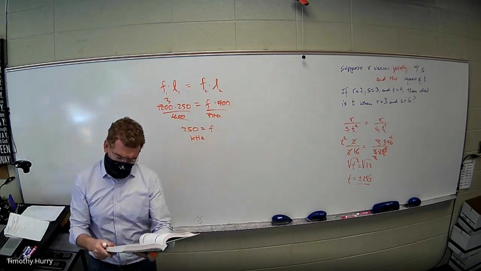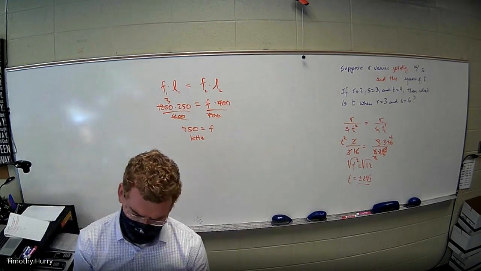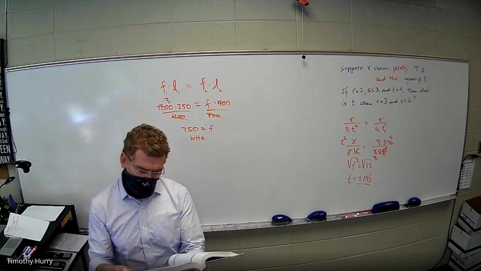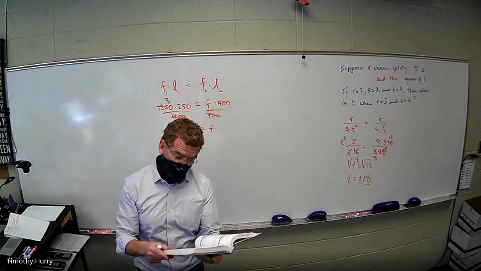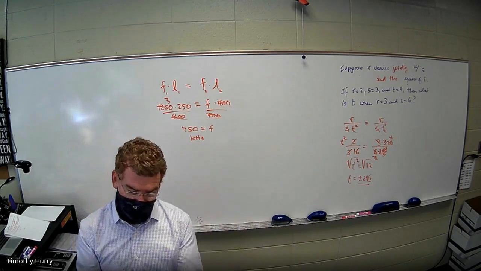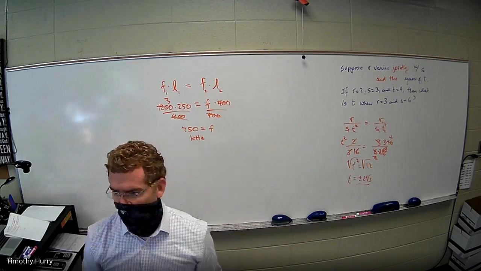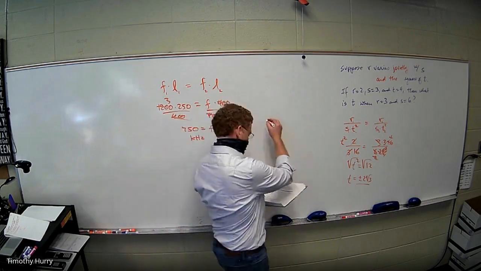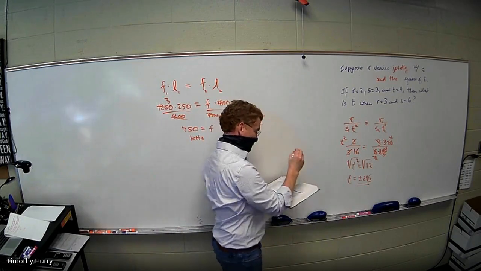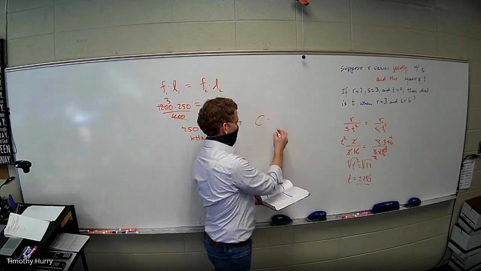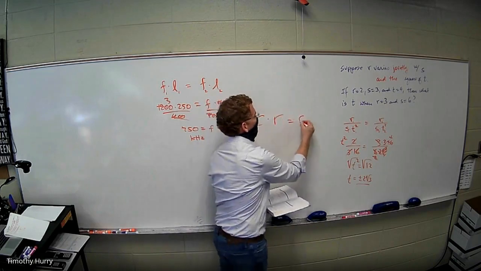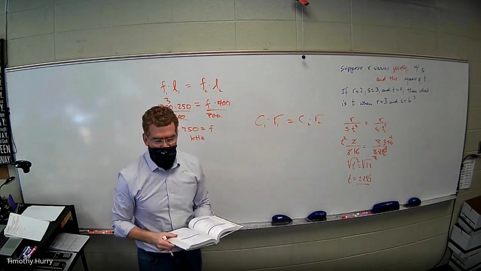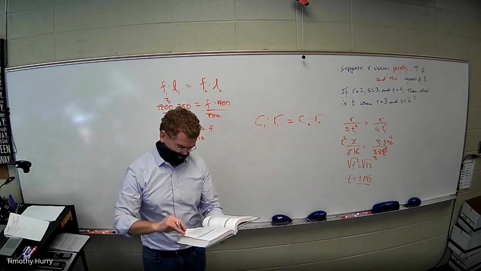How about this one? By Ohm's law, the current flowing in a wire is inversely proportional to the resistance of the wire. If the current is 5 amperes when the resistance is 24 ohms, for what resistance will the current be 8 amperes? Blah, blah, blah. Current is inversely proportional to resistance. Current, resistance. Plug and check. Are you with me?